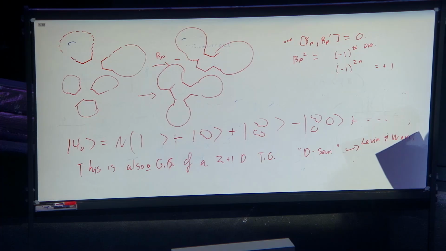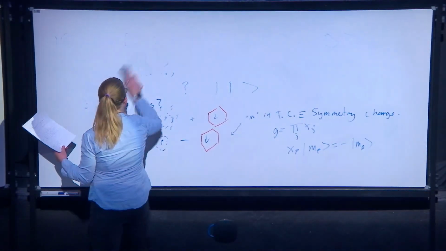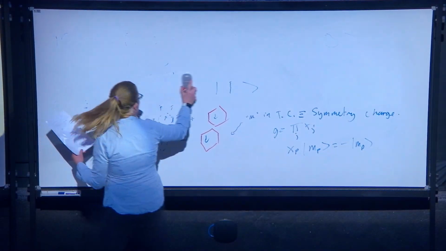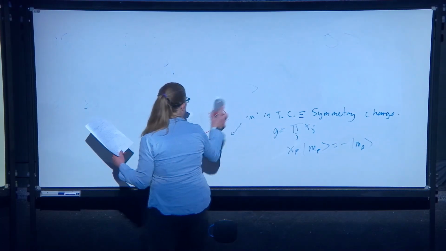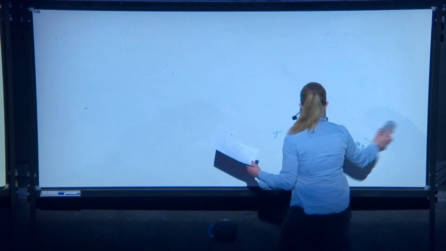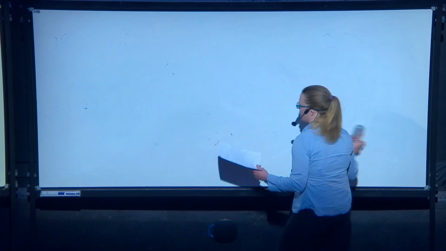But let me point out a couple of things. The first thing is, just like in the toric code, we can now ask which excitations there are. All of these things about the 4 ground state sectors and symmetry and so on are exactly the same as in the toric code.